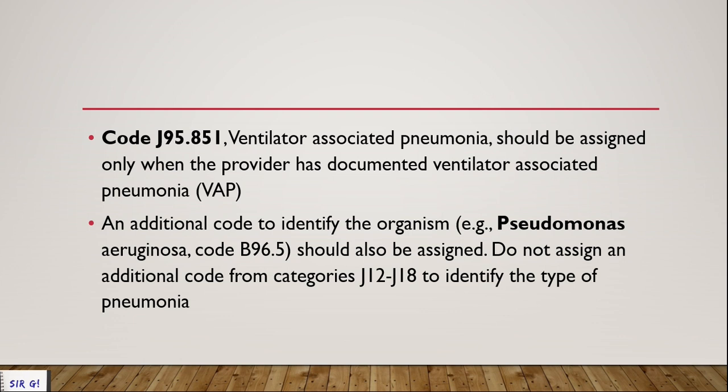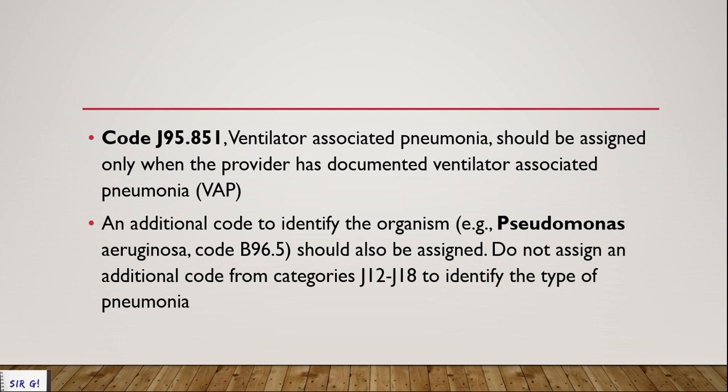Ventilator-associated pneumonia should be assigned only when the provider has documented ventilator-associated pneumonia or VAP. You can also add an additional code for the organism that causes the pneumonia, which is Pseudomonas. This is very common in the hospital, and these Pseudomonas are multi-drug resistant. We need to get rid of this bacteria because these are the common causes of pneumonia, and those are mostly acquired in the hospital.